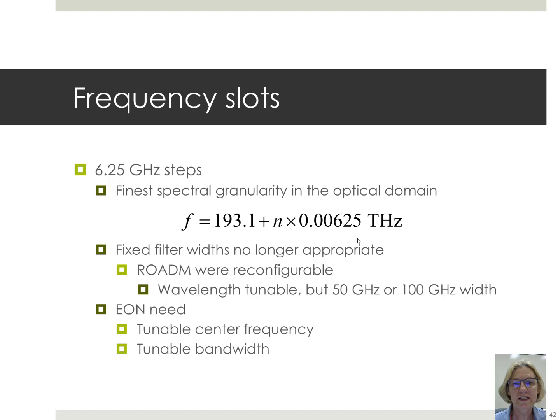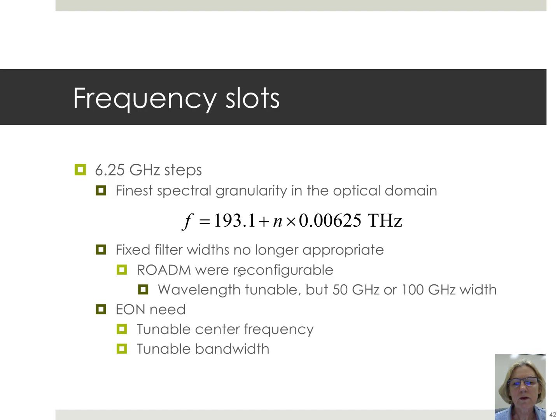I said that we're going to use frequency slots, and so the standard that we're moving forwards for elastic optical networks is envisioning 6.25 gigahertz steps, so that we start with the base of the WDM grid, and then we just say we're going to add very, very fine slots, and this is the finest spectral granularity that we have in the system until we get to the position that we would be transmitting on. So fixed filter widths are no longer appropriate because I need to have filters of different widths depending on how I'm trying to exploit the available spectrum.